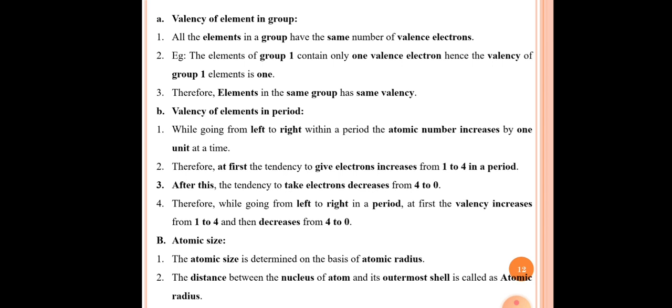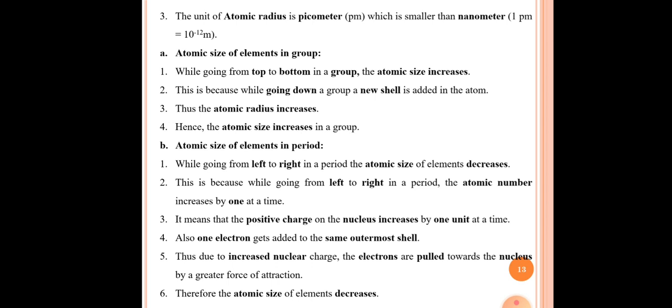This is the definition of atomic radius: the distance between the nucleus of an atom and its outermost shell is called the atomic radius. The unit of atomic radius is the picometer, which is smaller than the nanometer. 1 picometer is equal to 10 raised to minus 12 meter and 1 nanometer is equal to 10 raised to minus 9 meter. This is the relation between picometer and meter, and nanometer and meter.